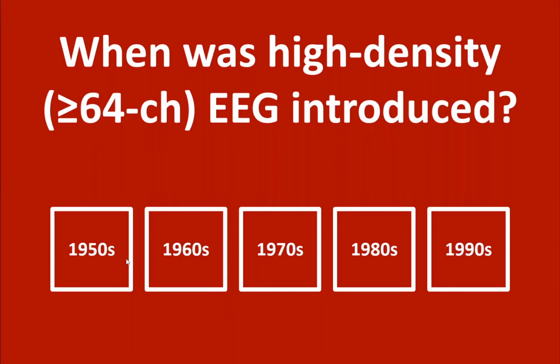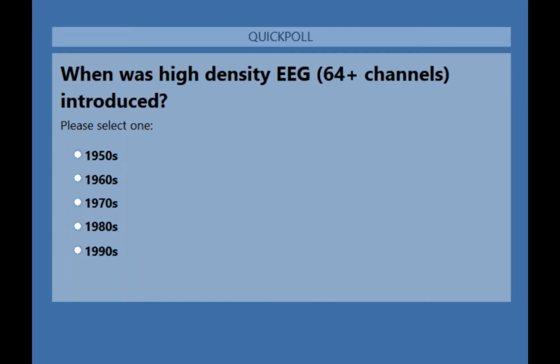So first and foremost, as a poll question, now is your chance to take part. I'll put to you the following question: when was high density, that is 64 channel or greater EEG introduced? Was it the 1950s, the 1960s, the 1970s, 80s, or 90s?